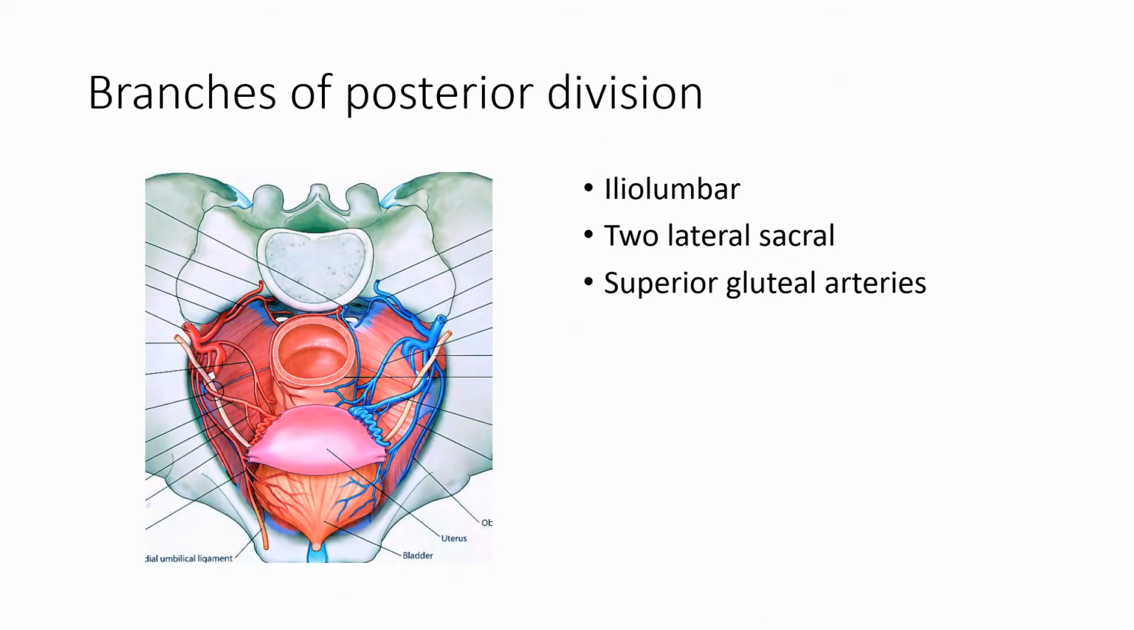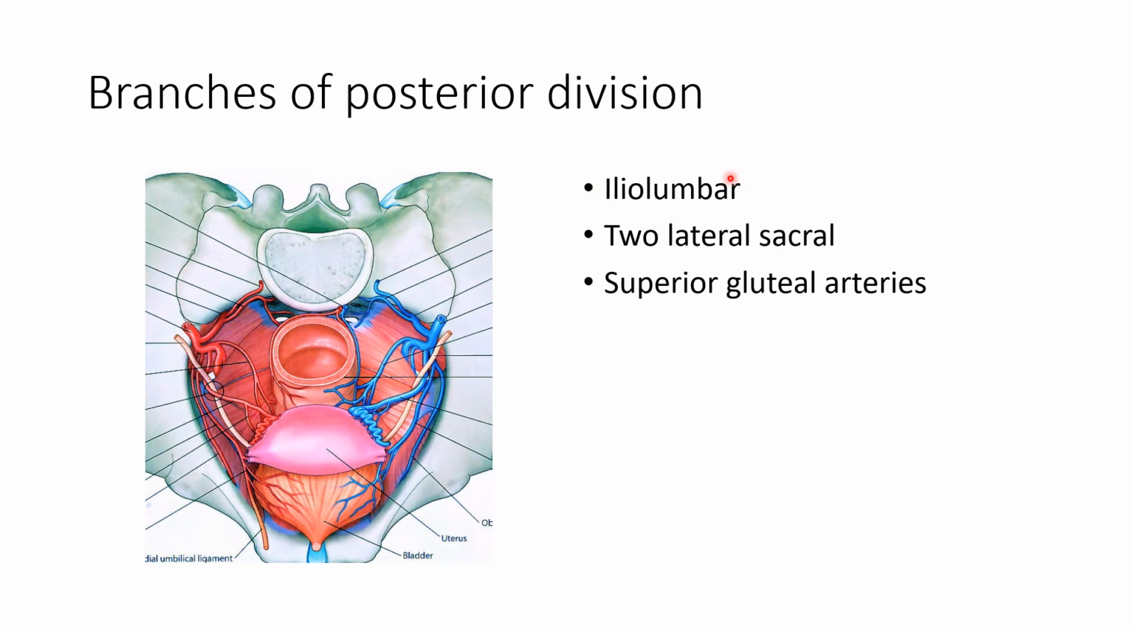Now, the branches of the posterior division. The posterior division gives the iliolumbar artery, two lateral sacral arteries, and the superior gluteal artery. First, the iliolumbar artery. It passes upward and laterally in front of the ala of the sacrum, between the lumbosacral trunk and the obturator nerve, and then divides into iliac and lumbar branches. So the iliolumbar artery divides further into iliac and lumbar branches.